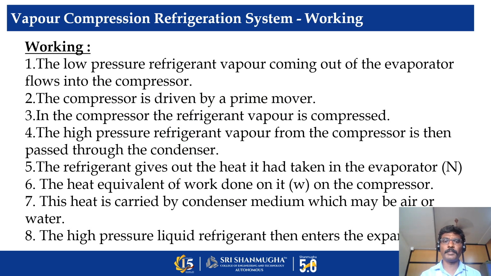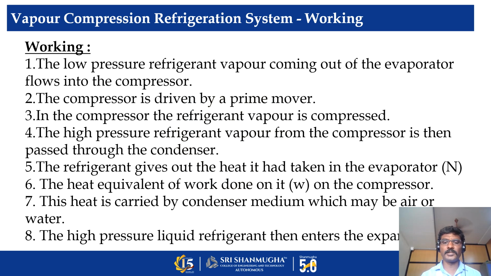So the working of the vapor compression refrigeration system: the low pressure refrigerant vapor coming out of the evaporator flows into the compressor. The compressor is driven by a prime mover. In the compressor, the refrigerant vapor is compressed. The high pressure refrigerant vapor from the compressor is then passed through the condenser. The refrigerant gives out the heat it had taken in the evaporator, and the heat equivalent of work done on it in the compressor. This heat is carried by the condenser medium, which may be air or water.